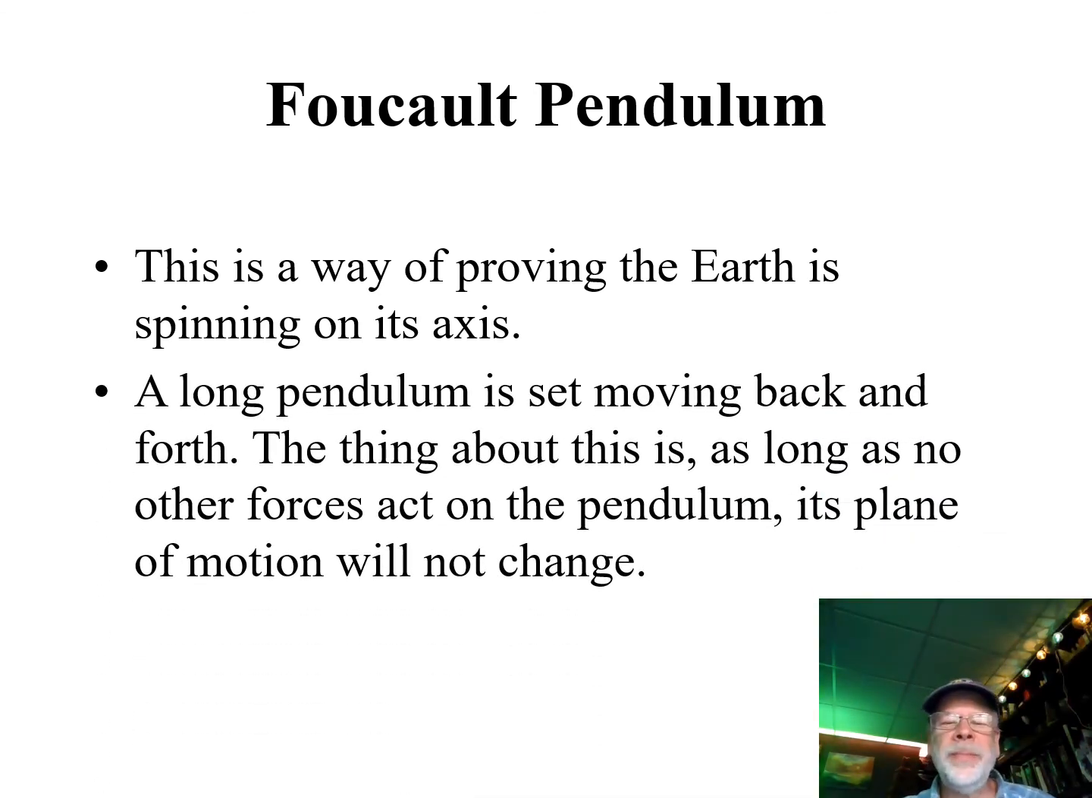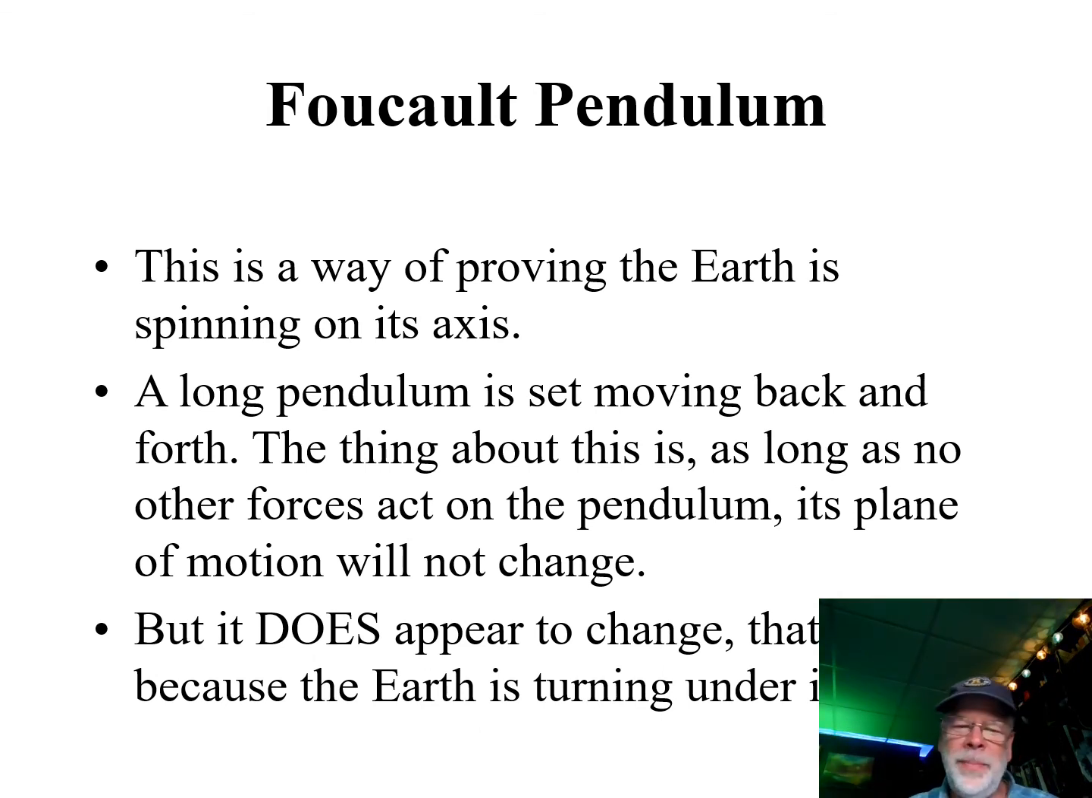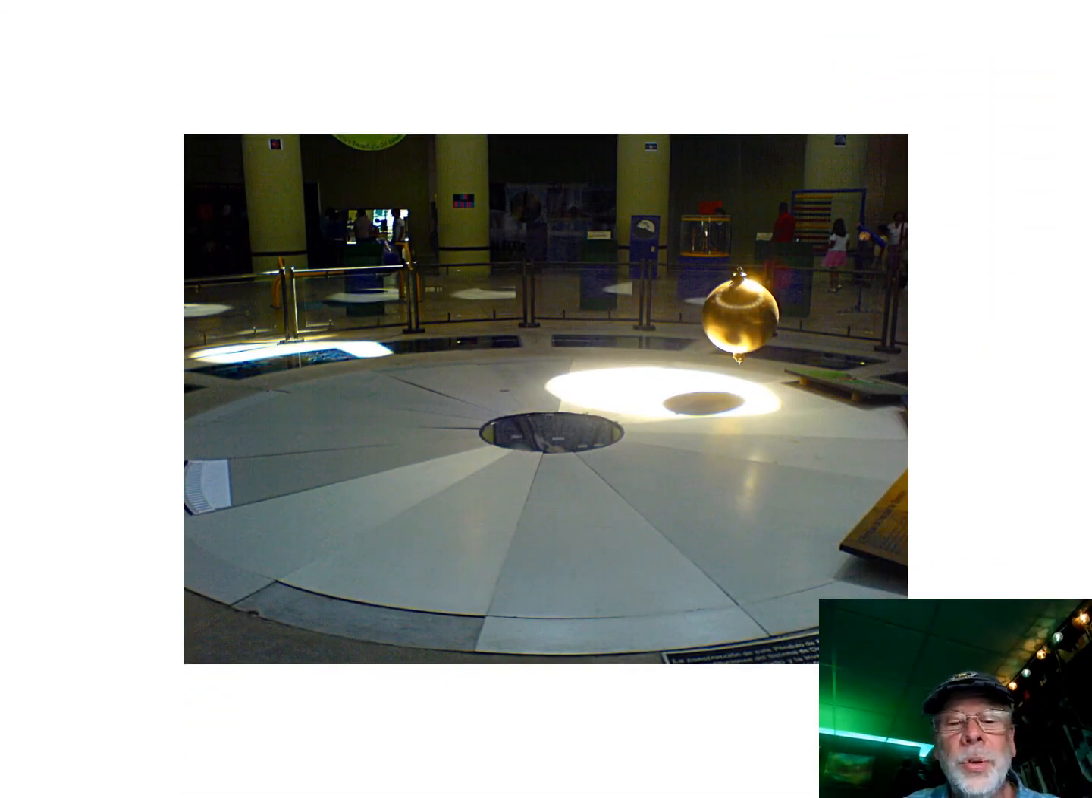It's a long pendulum. It's set moving back and forth. Now, the thing about this is, as long as no other forces act on the pendulum, its plane of motion will not change. It'll just go back and forth. But it does appear to change. And that is simply because the Earth is actually turning. Pretty cool. So this is a Foucault pendulum in a museum.